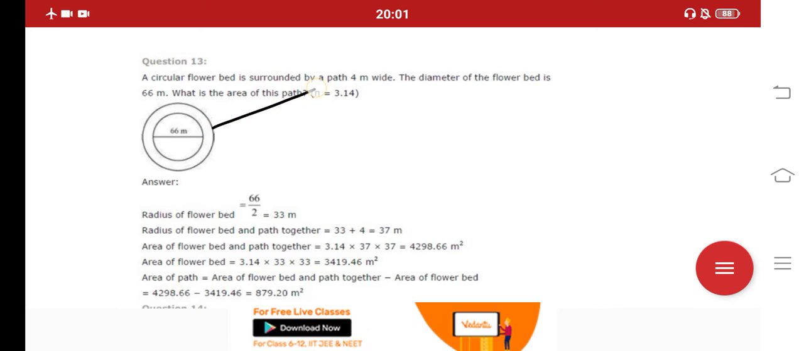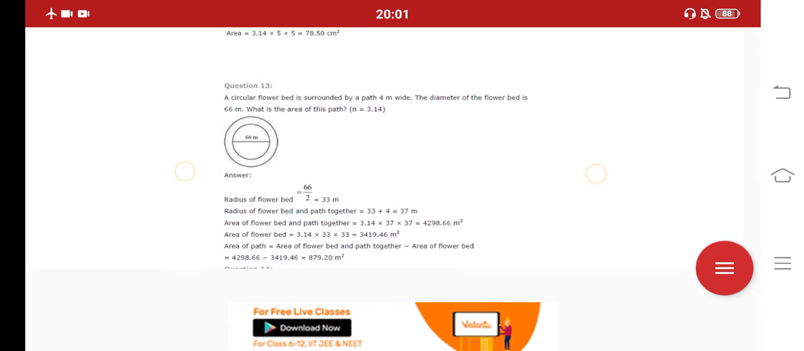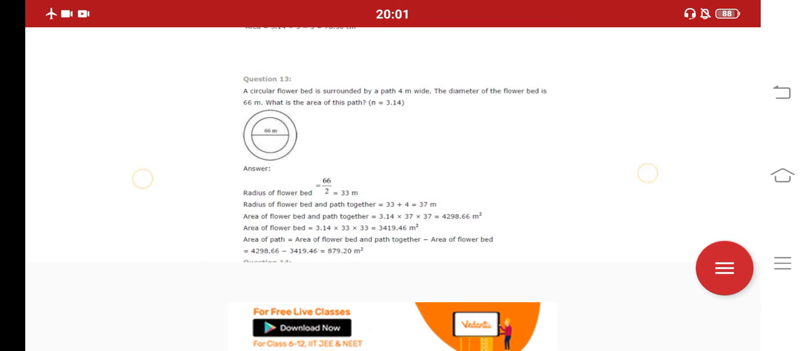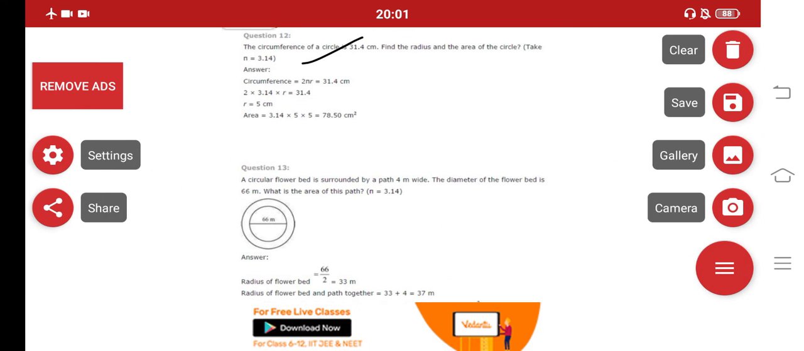Means again from this larger circle we have to subtract this smaller circle. Again you have to apply that same concept, means area of the larger circle minus area of the smaller circle. This is how you can complete question number 13. Now let us see what is given in the next question.